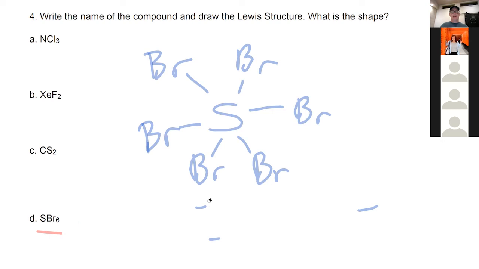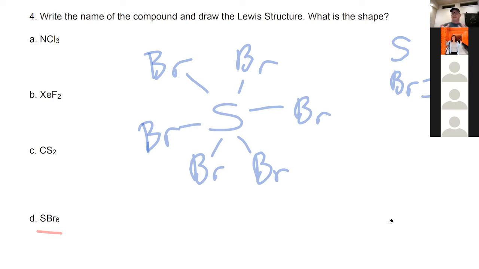So next, we need to decide. Oh, and the other reason we don't put bromine in the middle: how many bonds does bromine make typically? How many valence electrons does bromine have? We need to figure that out anyway. So we've got sulfur and we've got bromine. How many valence electrons does bromine have? Seven. Right. So since it has 7 electrons, how many bonds does it normally make? How many electrons is it trying to get? 1. It's trying to get 1 more, right?